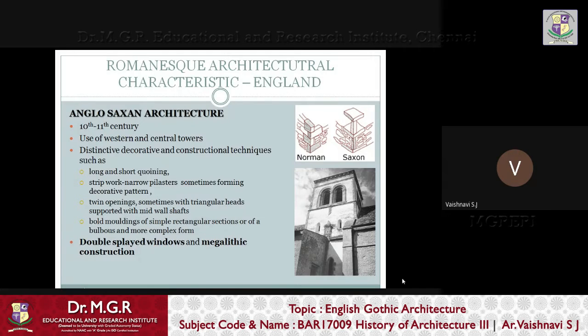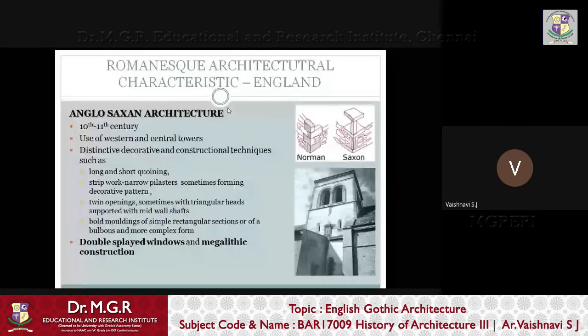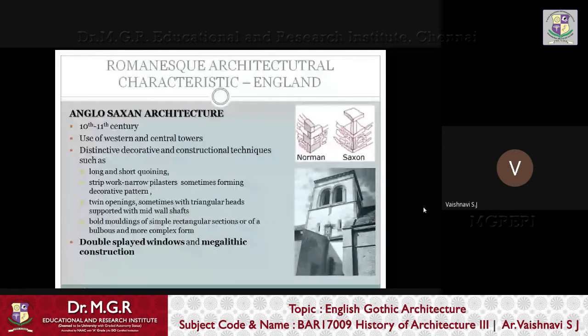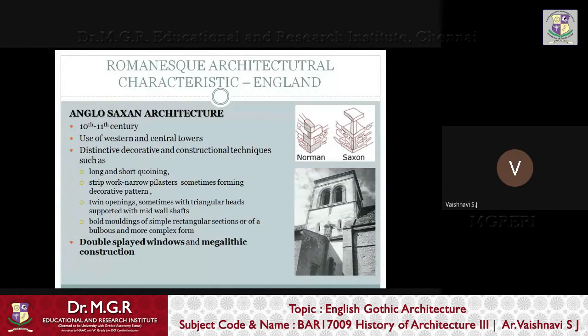Okay, so this is about Romanesque architecture style in England. There were two types of architecture in England. One is the Anglo-Saxon architecture. The other one is the Norman period. They had two types, Norman and Saxon. So you can see the difference here itself. Saxon had slender columns, I think, and the Norman period had walls which were placed like brickwork itself. And this Anglo-Saxon was developed during the 10th to 11th century.